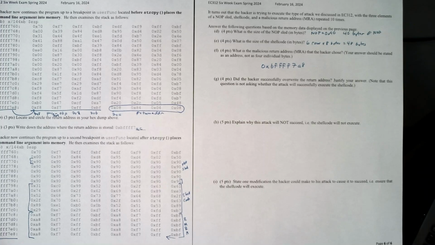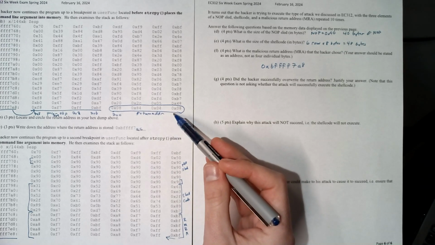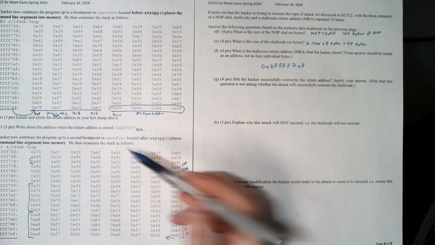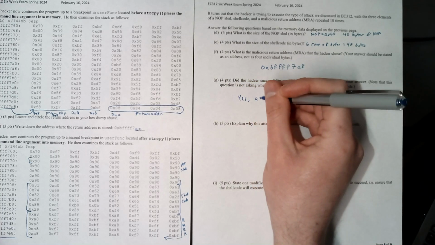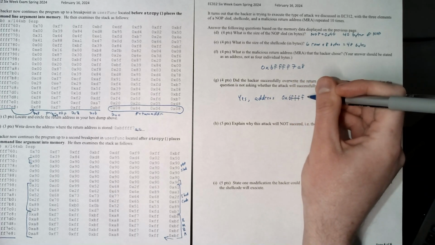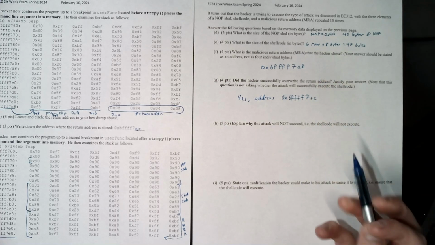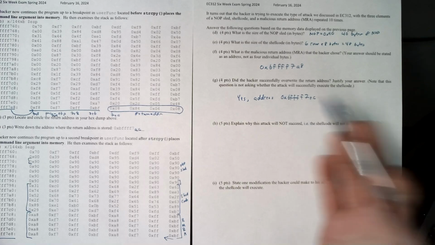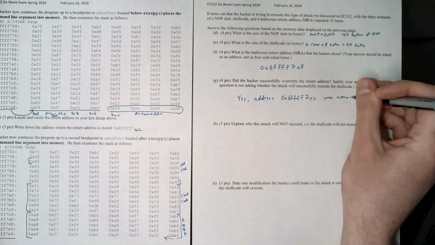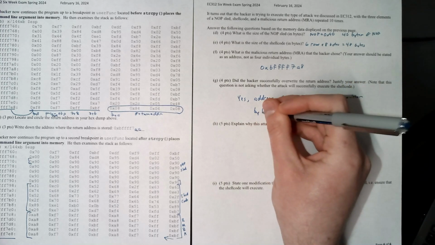Part G, did the hacker successfully overwrite the return address? Justify your answer. Note that this is not asking whether the attack will successfully execute the shellcode. So we're just asking, did this up here get overwritten down here? And clearly we can see that address 0xBFFFF7EC, which we identified as the return address in the previous questions, was overwritten by the malicious return address.